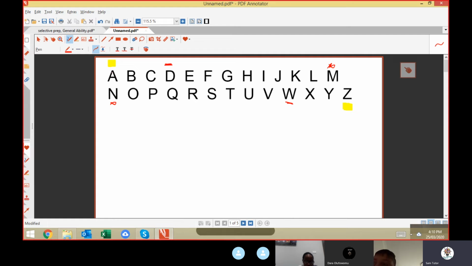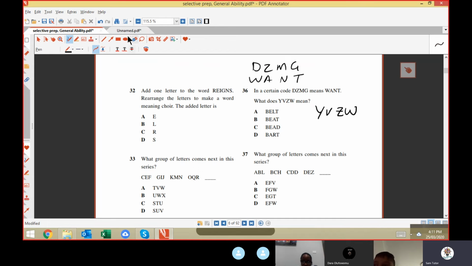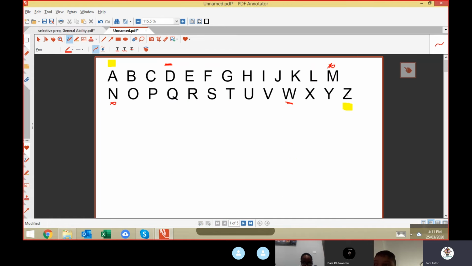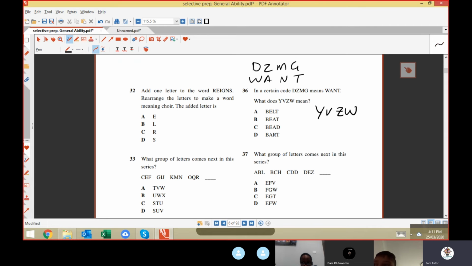So let's count. From the front, it would be 1, 2, 3, 4. From the back, it would be 1, 2, 3, 4. That's how the D becomes a W. Let's look at the Z and A. Z is first from the back. A is first from the front. Well, that's how you get Z and A.